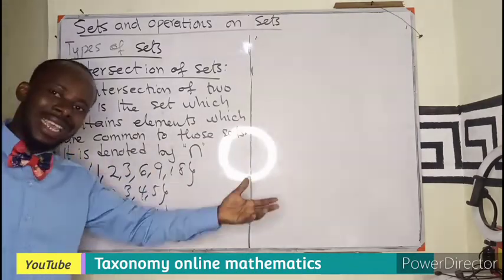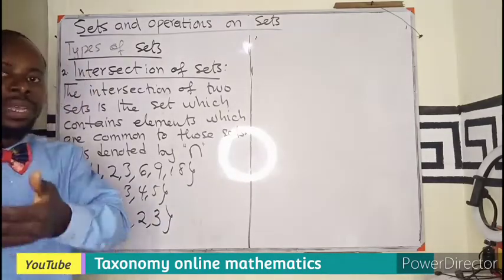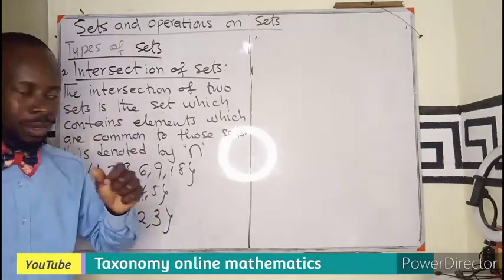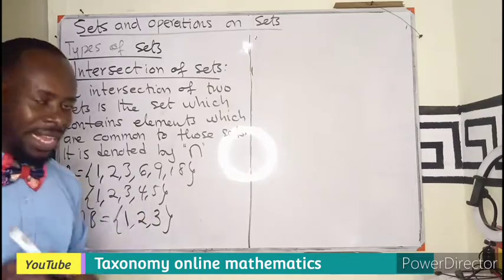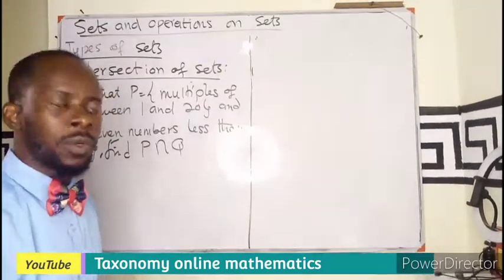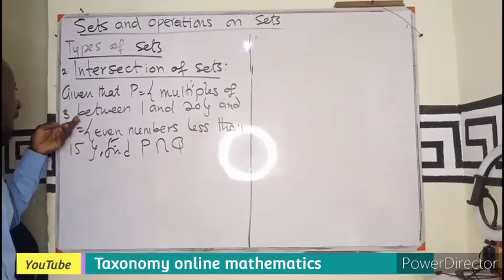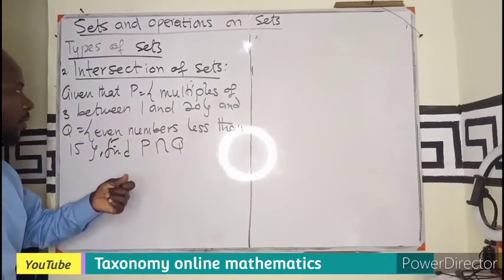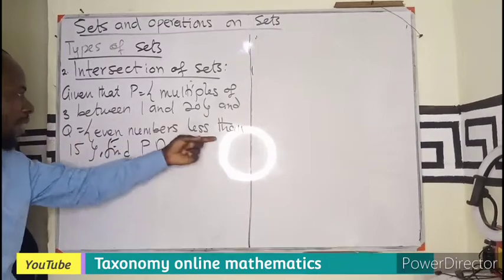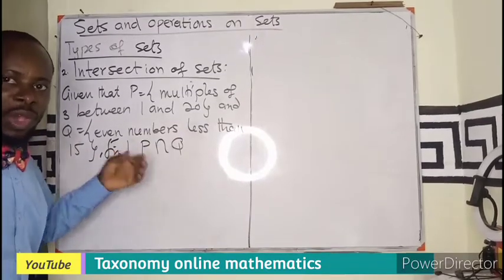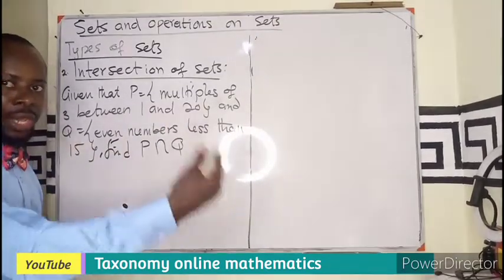That I can see in A, I can also see in B. That's intersection. Good. Then let's take another example. Given that P is a multiple of 3 between 1 and 20, and Q is even numbers less than 15. We have to find P intersection Q.